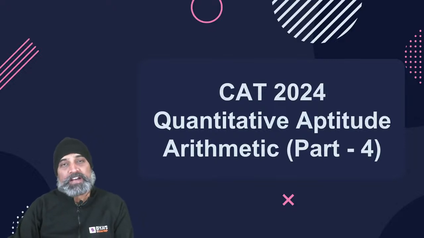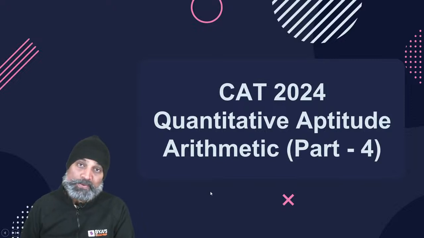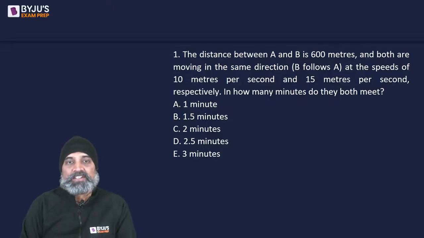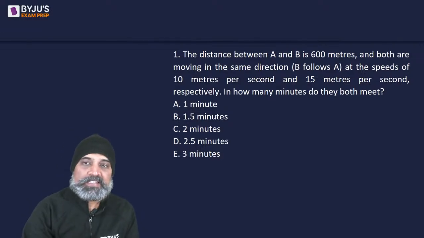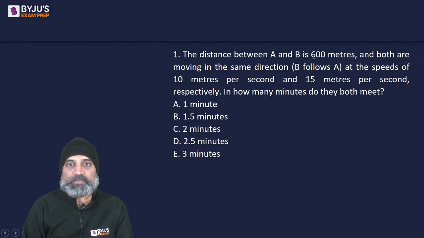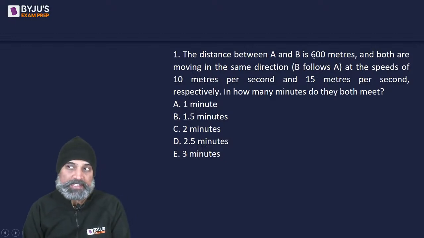So let's begin with today's questions of QA. The first question is, the distance between A and B is 600 meters, and both are moving in the same direction. B follows A, as in A is ahead of B, at the speeds of 10 meters per second and 15 meters per second respectively. In how many minutes do they both meet?